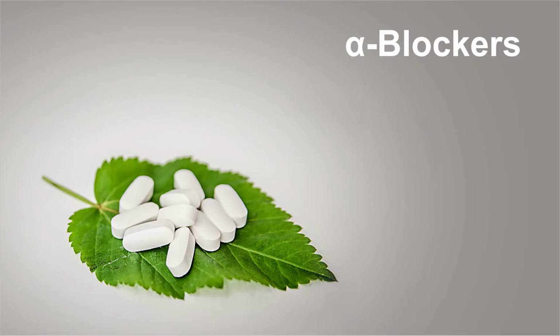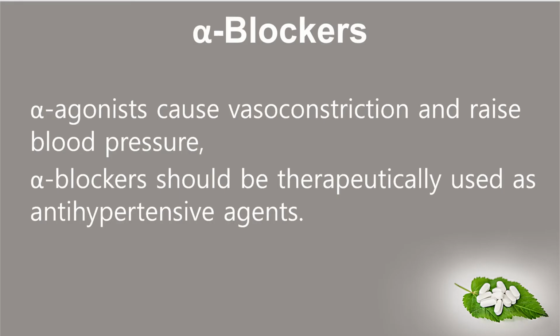So the first group that we're going to look at is our alpha blockers. All right, so the alpha agonists cause vasoconstriction and raise blood pressure, right? And so the blockers should be therapeutically used as an antihypertensive agent, right? So if our agonists raise blood pressure, then our blocker should do the opposite of that.